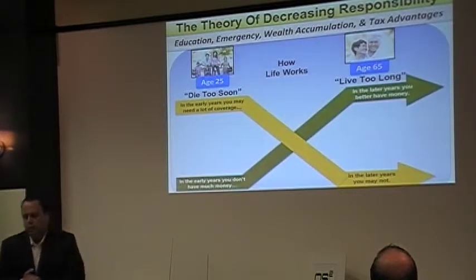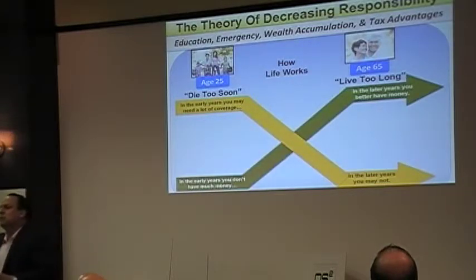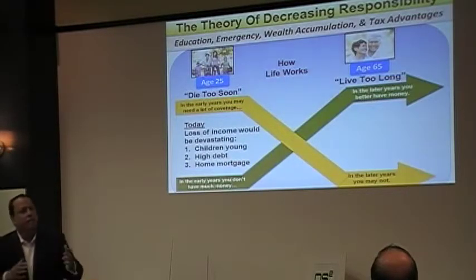When you're young, you probably don't have much money saved yet, and when you're old, you better have it. Otherwise you're not going to have enough retirement, right? So I took the old decreasing cost bill, brought it up to date, and made it look a little prettier for us. Today, loss of income would be devastating because kids are young, debt is high, and you have your own mortgage, right?